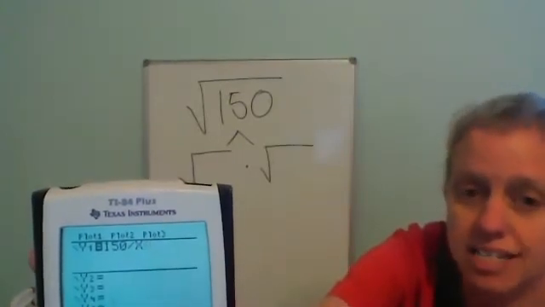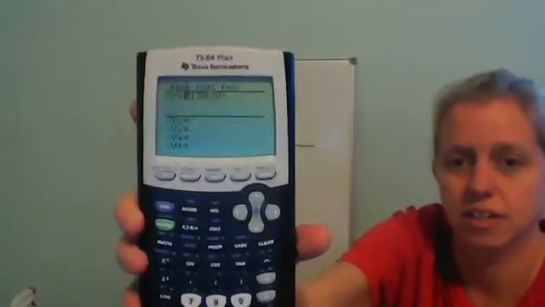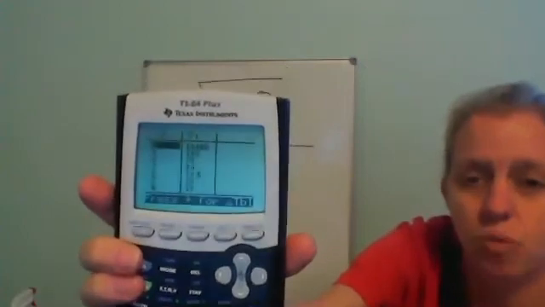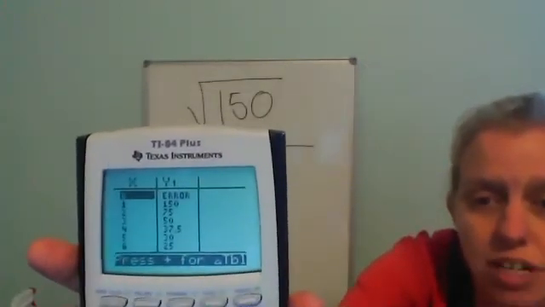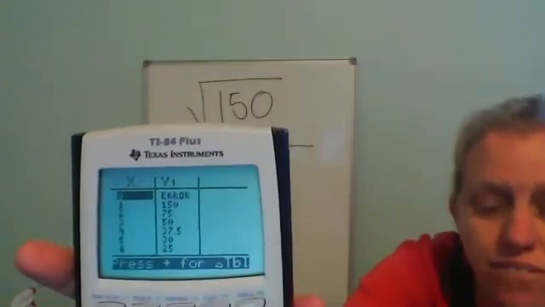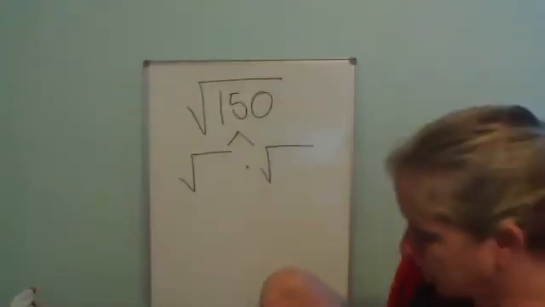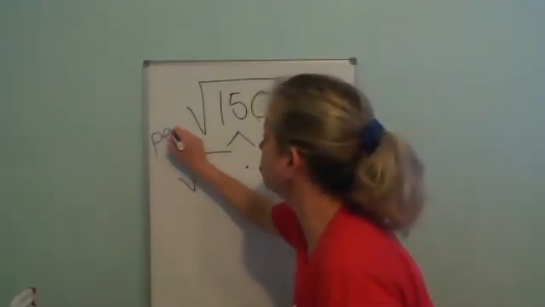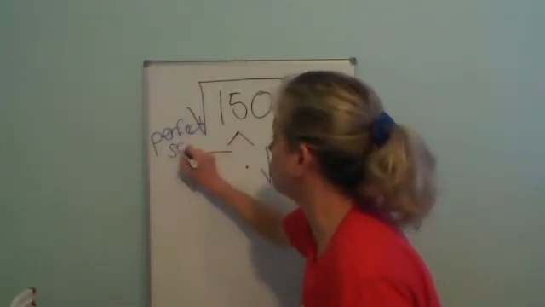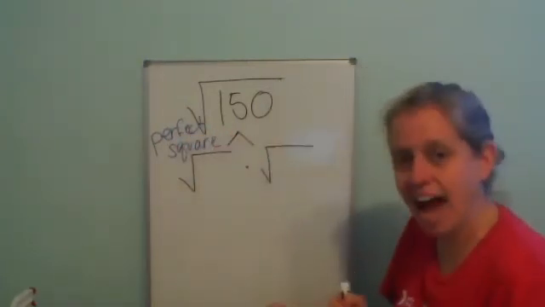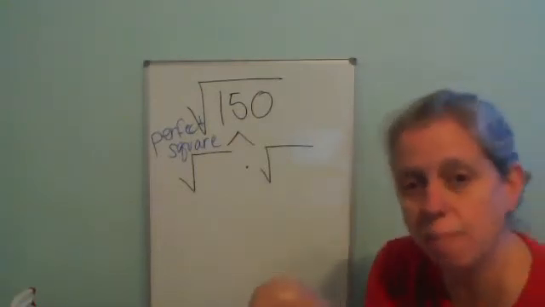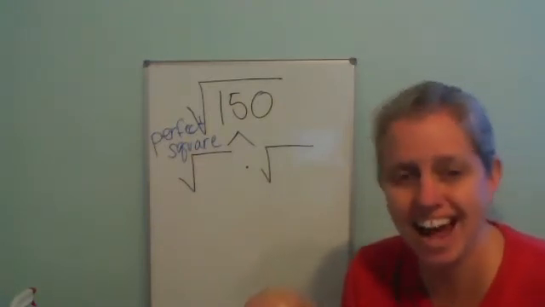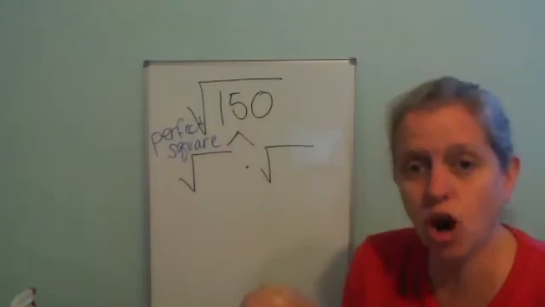So let's hit second and then hit your table button. Look what it gives you. It gives you all the different ways to multiply to 150. Now, here's what I'm looking for. The number that you put in this first square root has to be a perfect square, which means you have to be able to take the square root of that number. So what are your perfect square numbers? Your perfect square numbers are 1, 4, 9, 16, 25. Those are all perfect squares.